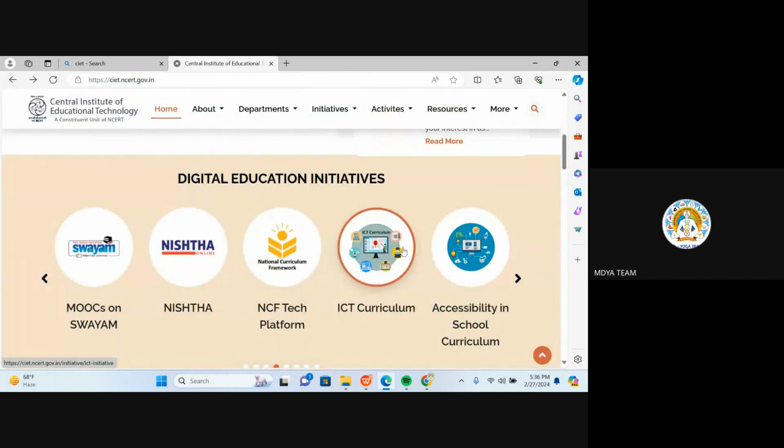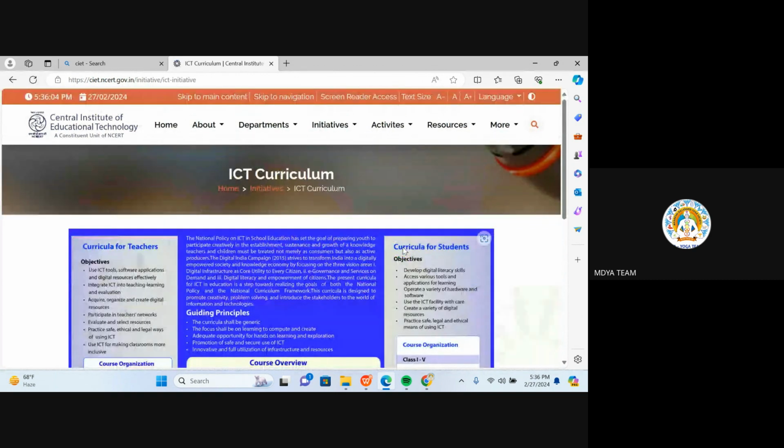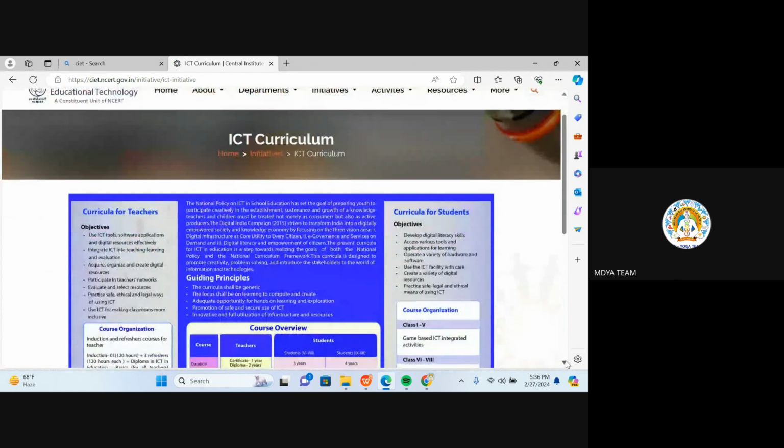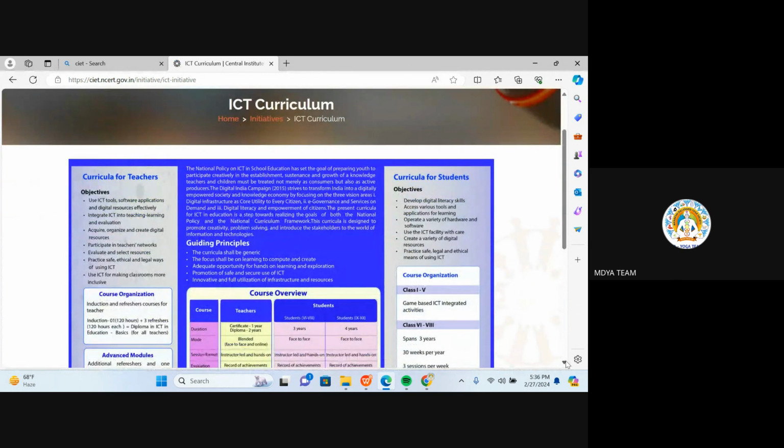Now it's an ICT curriculum. There is a curriculum for the teachers and for the students. You have to learn just the key points about this curriculum. There is a curriculum for both students and teachers. And the national policy on ICT in school education has set the goal of preparing youth to participate creatively in the establishment, sustenance and growth of the knowledge society, and teachers must be treated not merely as consumers but also, in this curriculum, both teachers and students should be active producers.